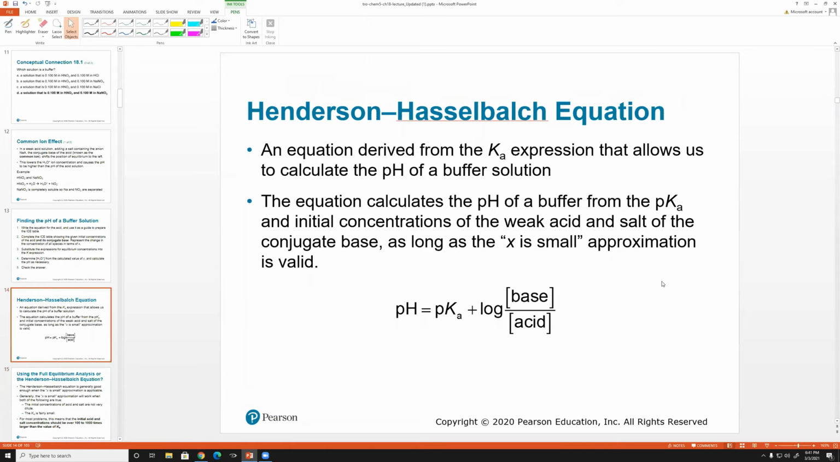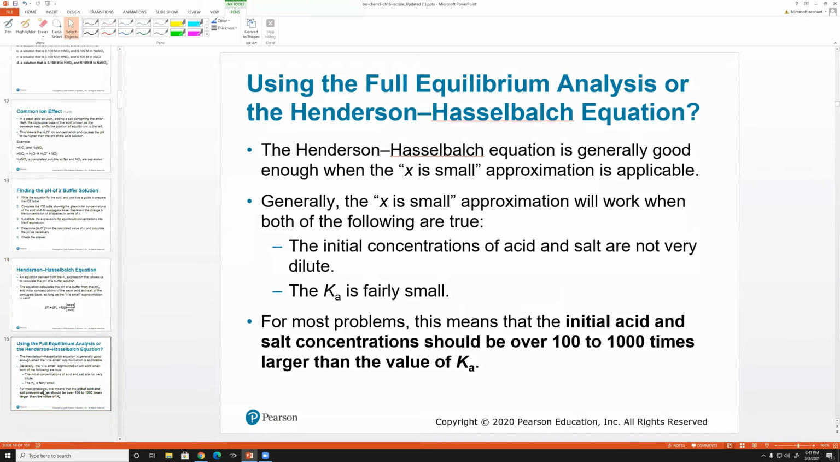And keep in mind, it's only for buffers. What we can't do, and I see this mistake a lot, is where, let's say we're titrating acetic acid with NaOH, you can't put the NaOH concentration in here, because it's only for the conjugate pair that we can use the Henderson-Hasselbalch equation.